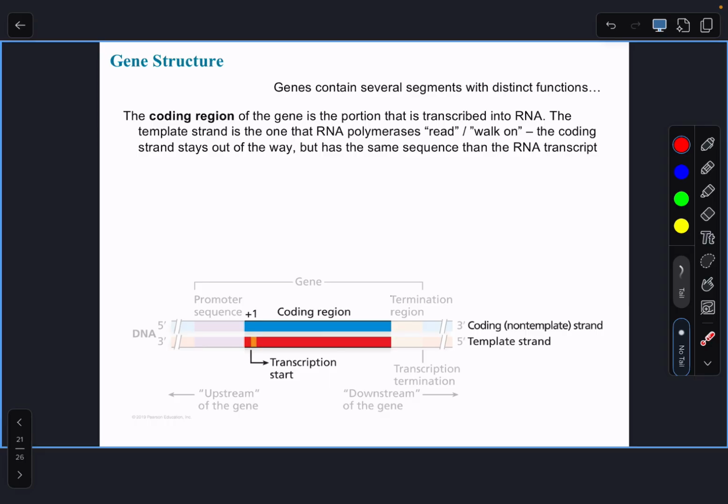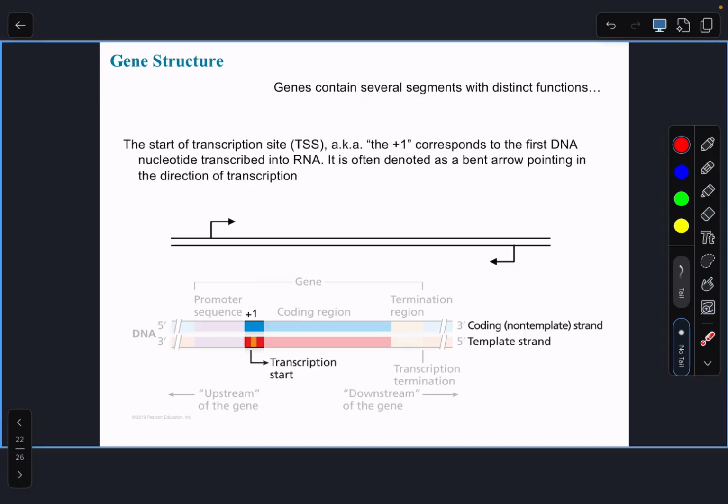So the coding region is what actually gets transcribed into an RNA. One key component of all genes, and I have it here on a slide dedicated to it, is the actual start of transcription site, or TSS, transcription start site. That's how it was originally named. It is also known as the +1, because that is the very first nucleotide that you will see in the RNA transcript, right? So it corresponds to the first DNA nucleotide that is transcribed into RNA, and it is often denoted as a bent arrow or angle arrow pointing in the direction of transcription.